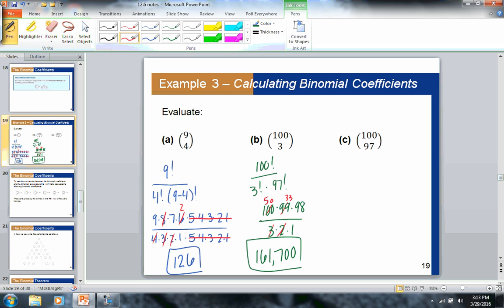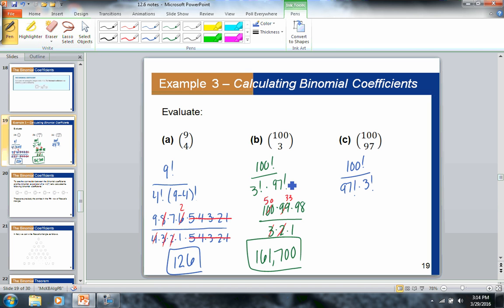Okay, so now let's take a look at our last one here. We've got 100 over 97, so that means I would have 100 factorial over 97 factorial times 100 minus 97, that's 3 factorial.